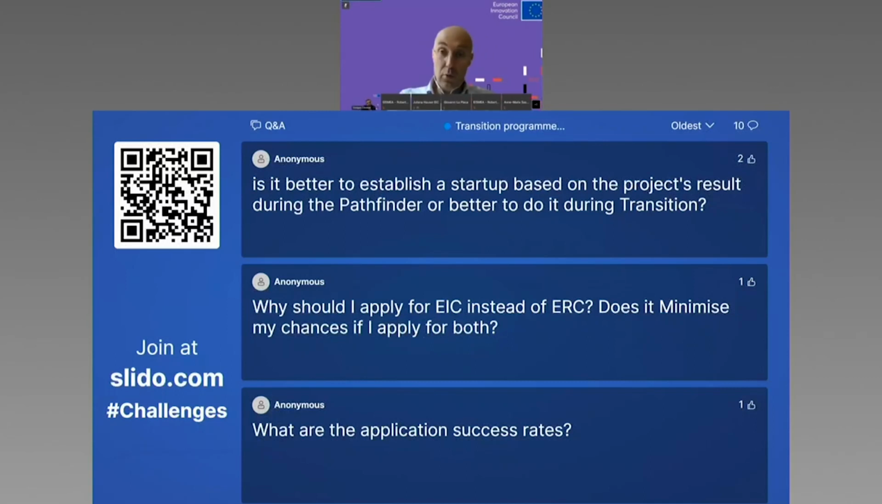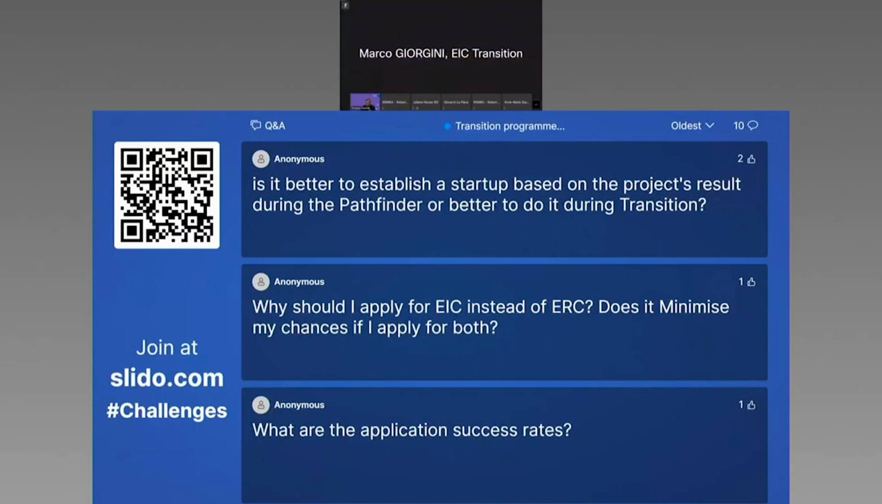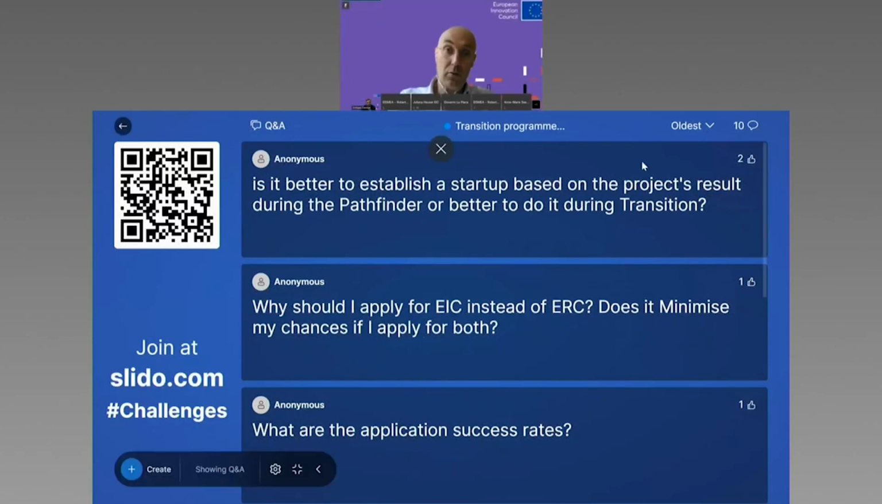Absolutely. Sometimes it's too early because the maturation of the technology also has an impact on the capacity to raise funds. So yes, that is critical. So both options are possible. That's the answer. Thank you for the question.